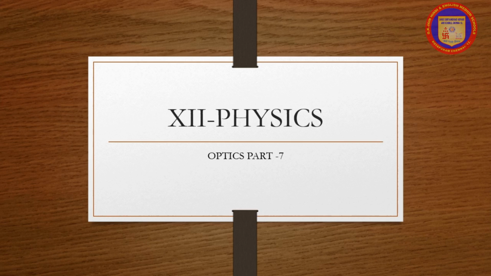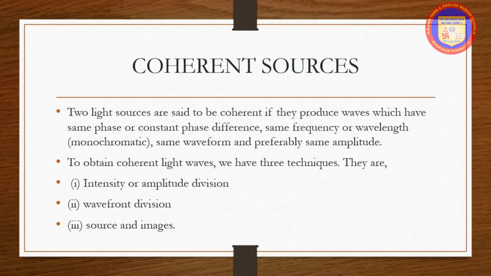12th Standard Physics Optics Part 7. Two light sources are said to be coherent if they produce waves which have the same phase, same frequency, same waveform and preferably same amplitude. Two independent monochromatic sources can never be coherent because they may emit waves of the same frequency and same amplitude but not with the same phase. This is because atoms while emitting light produce change in phase due to thermal vibration. So they are said to be incoherent sources.